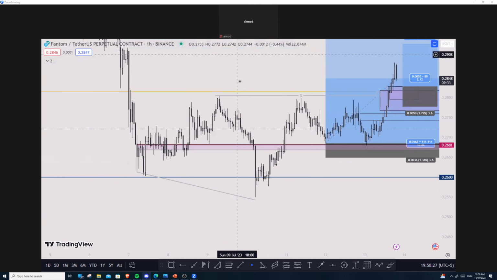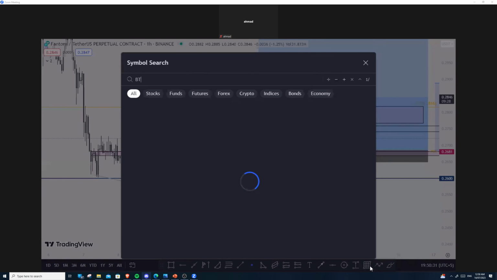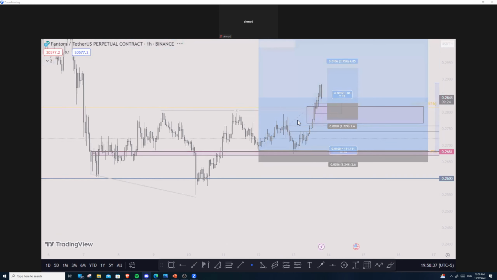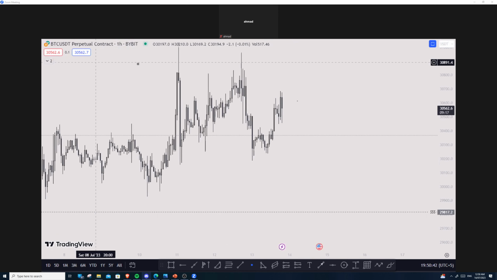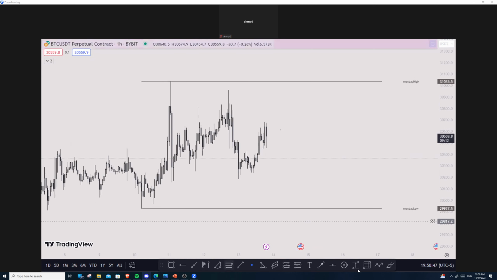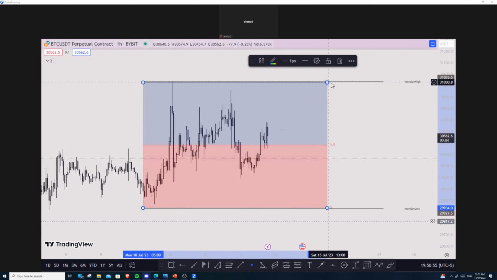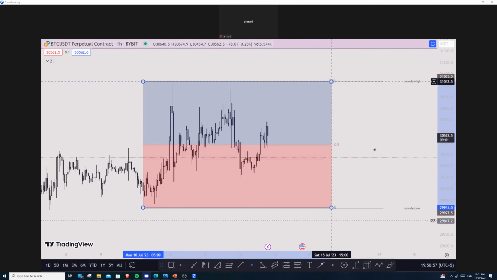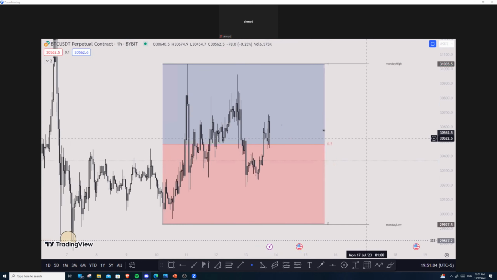Another aspect to it would be premium and discount zones. If you look here, let's do it on the BTC chart. Okay, so if you look here, that was the Monday low and Monday high formation. Pretty much it, we have premium and discount zones. Anything below this blue zone is a discount zone, meaning that I would look for long entries. Anything above this red zone is the premium zone, meaning I would look for short entries.